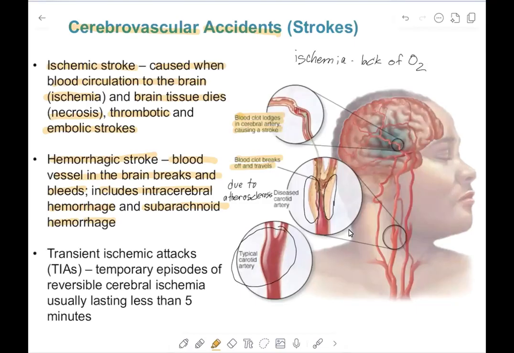Mini strokes, that you've heard of, they're commonly referred to as mini strokes. They are also called TIAs, which means transient ischemic attacks. And these are temporary episodes of reversible cerebral ischemia that usually last less than 5 minutes. And mini strokes are very common as people start to age.